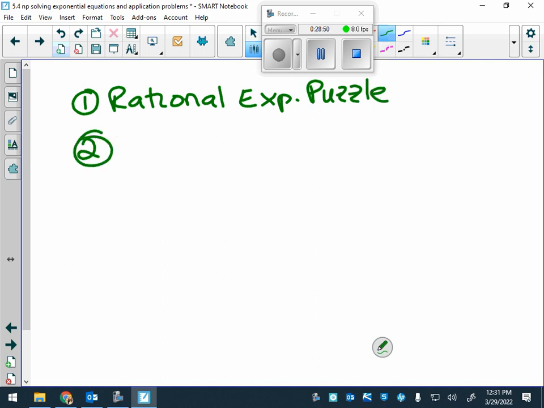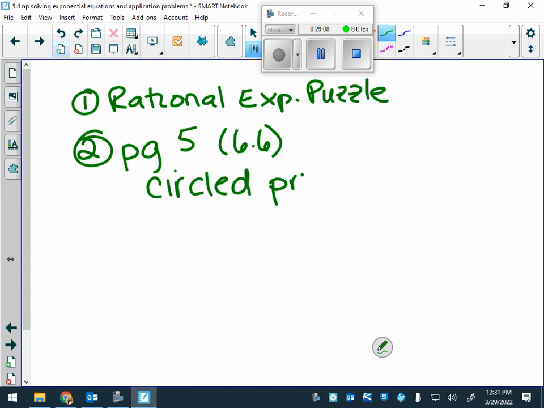Okay? Then, on page 5, and you'll see at the top that it's labeled 6.6. Okay? Page 5, the circled problems. Okay? It gives you a little bit of all solving, okay, including the last piece at the bottom, which was changing the base. All right? You have about 8 minutes to at least start one of these things, okay? Rational exponent puzzle, just be careful of some of the negatives that are given to you.